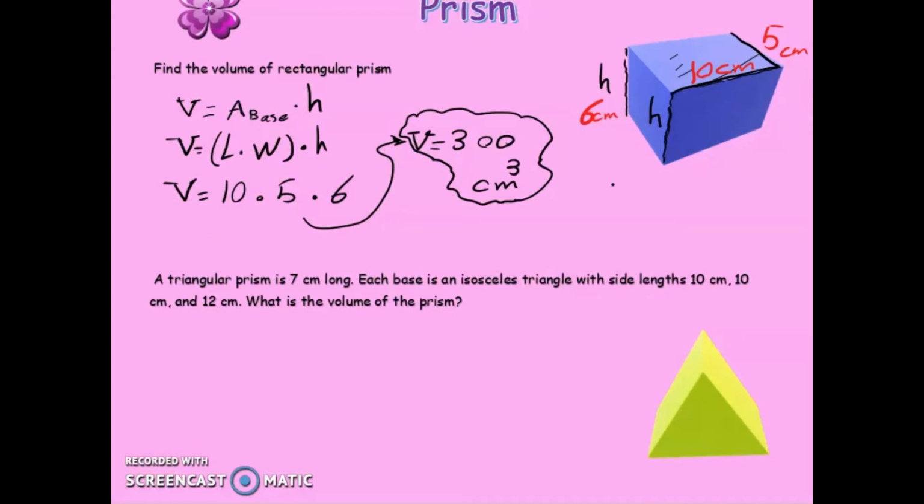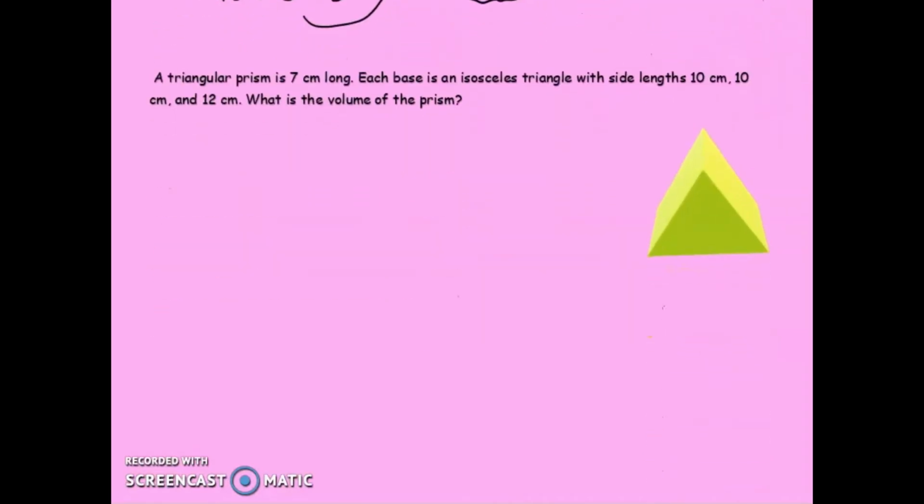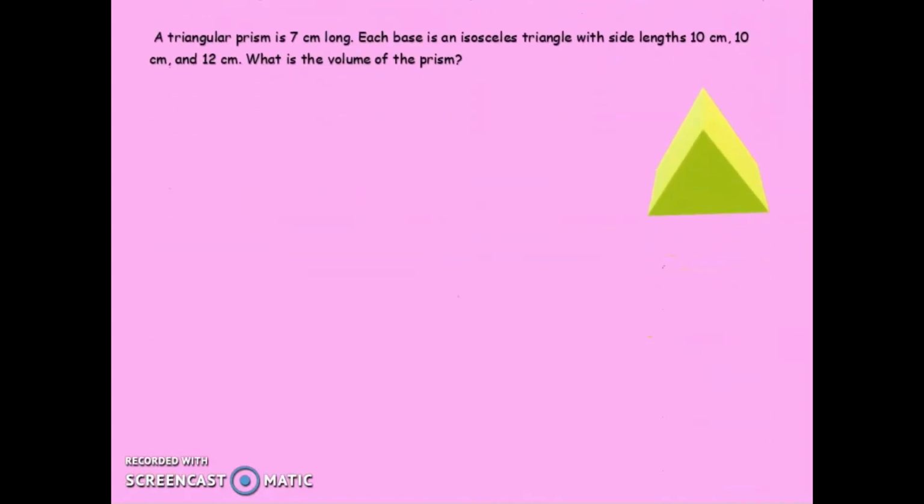Let's continue with example number 2 here. Okay, we have a triangular prism. Let me just show you the property. As you see, we have a triangle on top, and identical to this, exactly the same triangle on the bottom. These two are bases, and the distance between these two triangles is called the height of the prism.